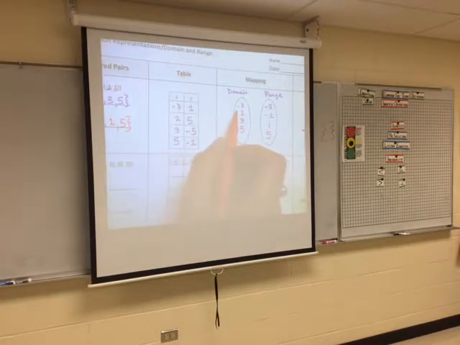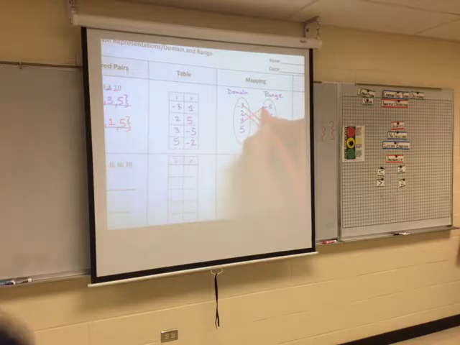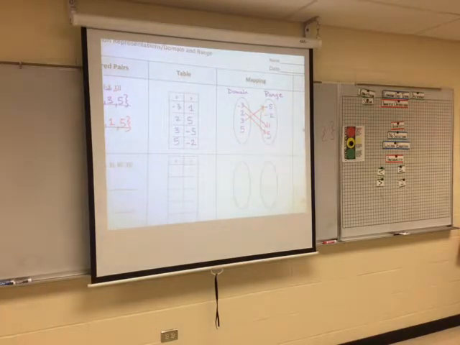Alright, so my mapping. Negative 3, 1 was a point. 2, 5 is a point. 3, negative 5 is a point. And 5, negative 2 is a point. Is that okay?